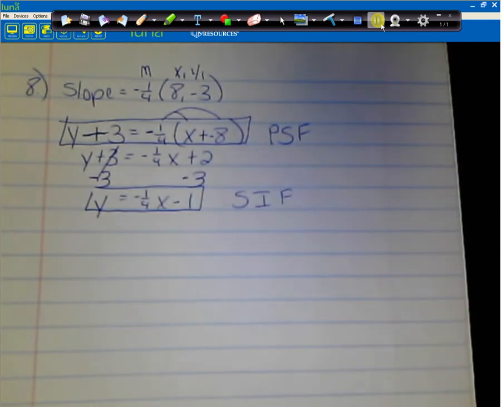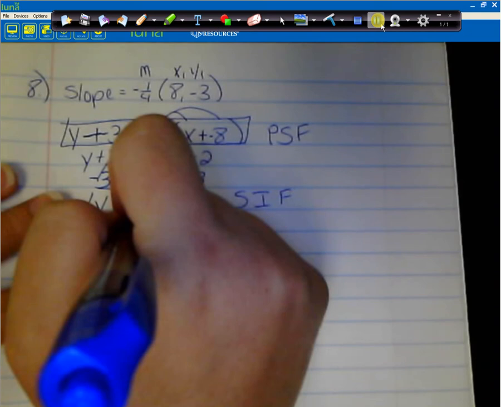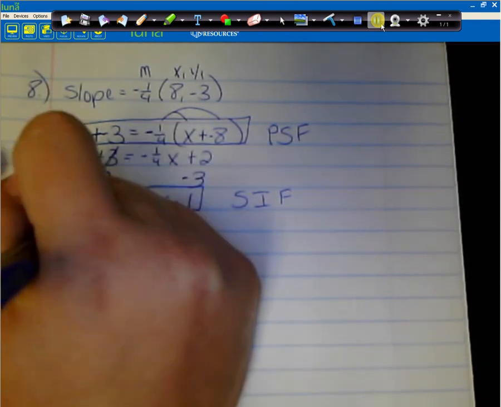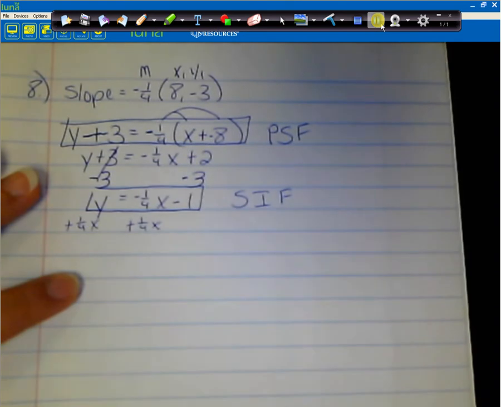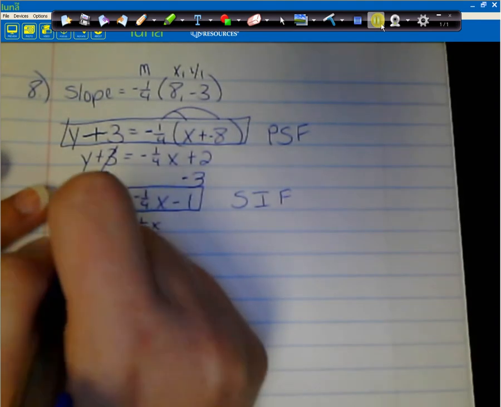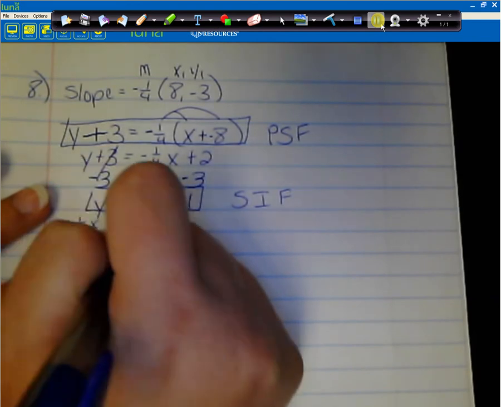Now I just need to go to standard. So standard means I need to take this x and move it over to the other side. It's a -1/4 x, so I'm going to add 1/4 x to both sides. And again, I list the x first. So 1/4 x plus y equals -1.